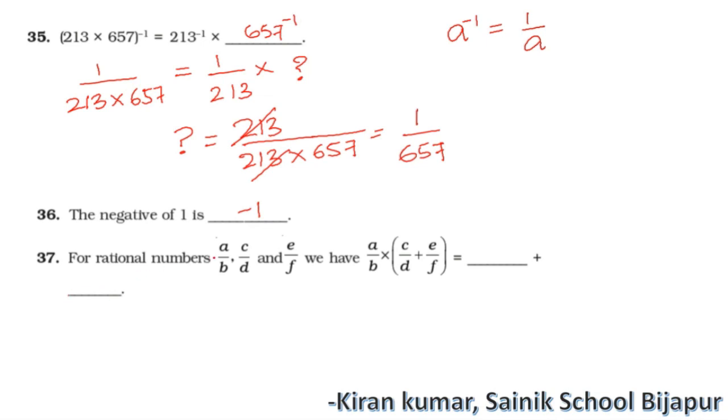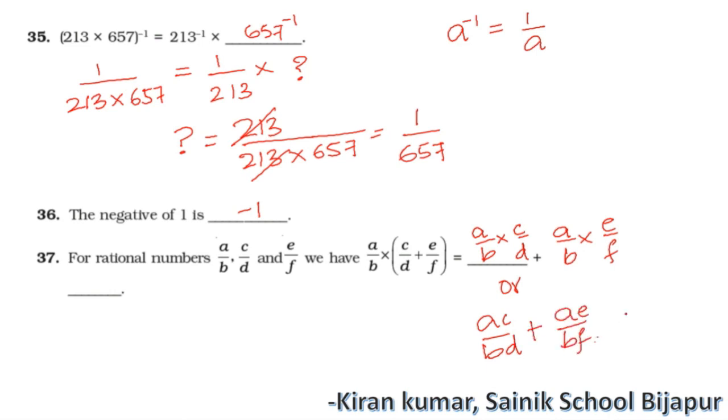The rational numbers a by b, c by d and e by f, we have a by b into c by d plus e by f will be equal to, we need to use distributive property. So a by b should be multiplied to both these numbers in the bracket. So a by b multiplied to c by d, or it can be written as ac by bd plus ae by bf.